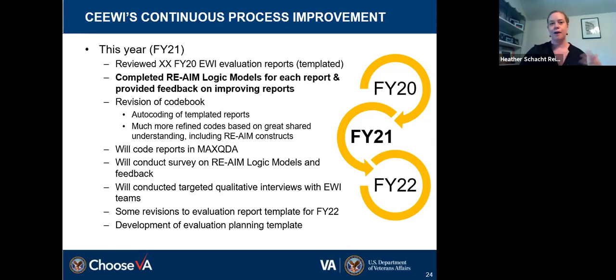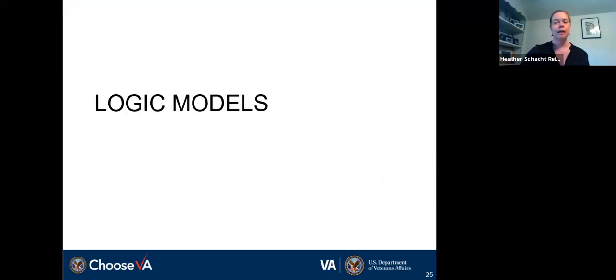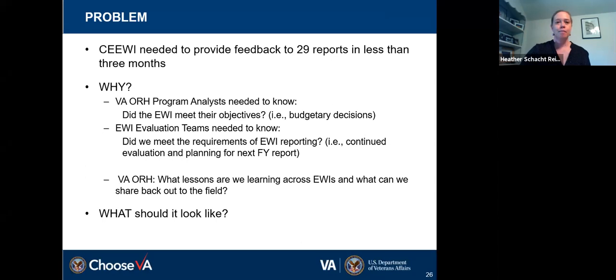So now I'm going to focus, finally 20 minutes in, on what we all came here to talk about, the REAIM logic model. So the problem was, as I've already alluded to, we needed to provide feedback on 29 reports in less than 3 months, really, to help with the budgetary decisions that ORH needs to make. So why? Office of Rural Health Program Analysts needed to know, did EWIs meet their objectives, because they need to make budgetary decisions.